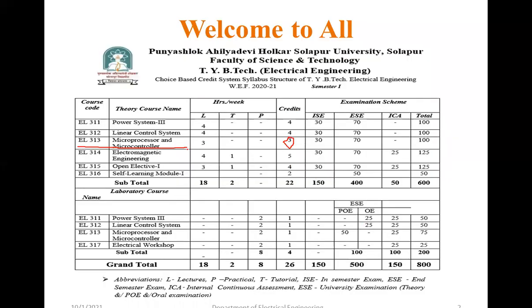So this is the three key decisions, which is important for us. This is the internal examination for 30 marks. Then the external semester exam is for 70 marks. So the total is a 100 marks paper.